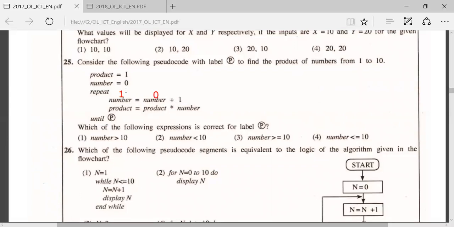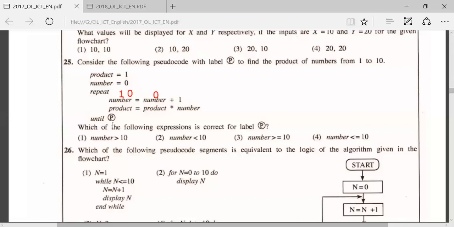So likewise, when it is 2, second time, 3, third time. So at one stage, when the number is equal to 10, you will do the multiplication. Then it must be stopped. So in an until loop, when the condition is false, the loop will be executed. When the condition is true, exit from the loop.